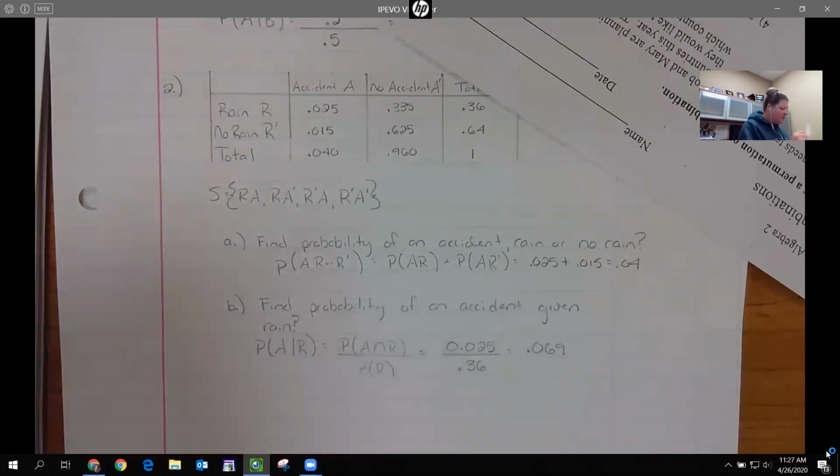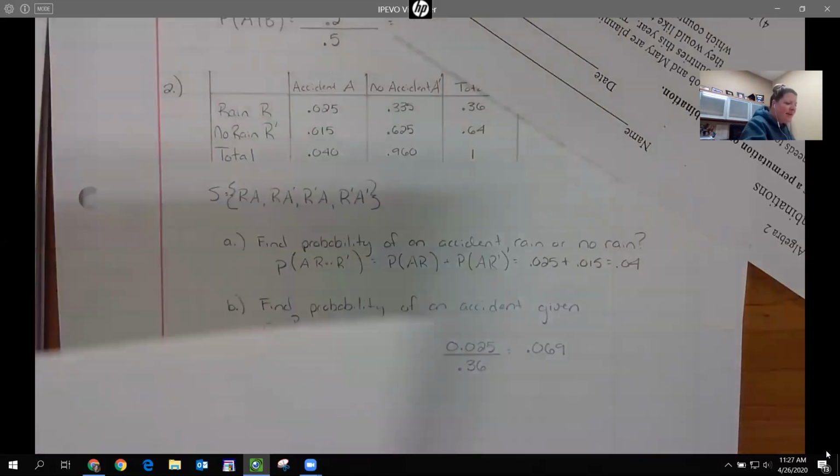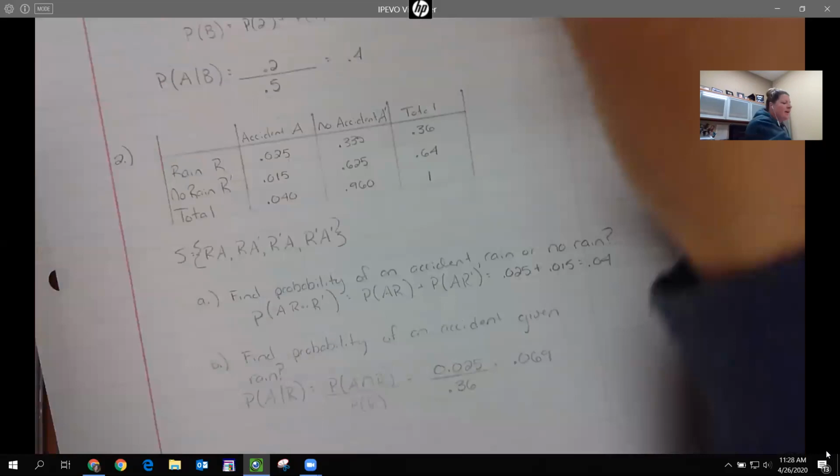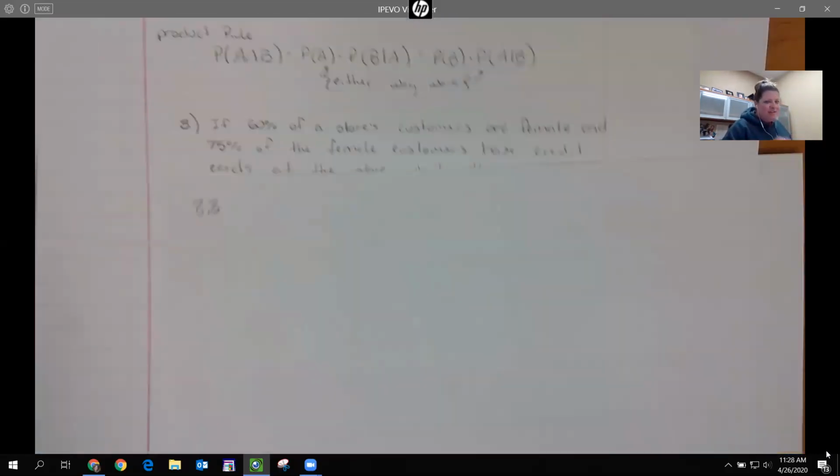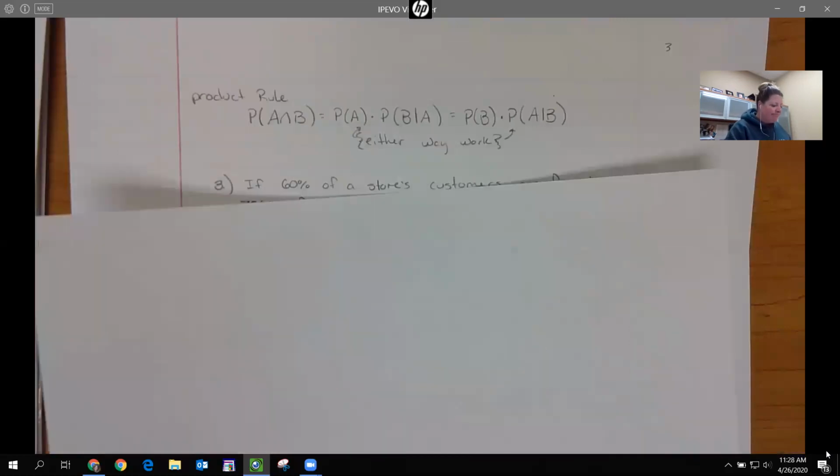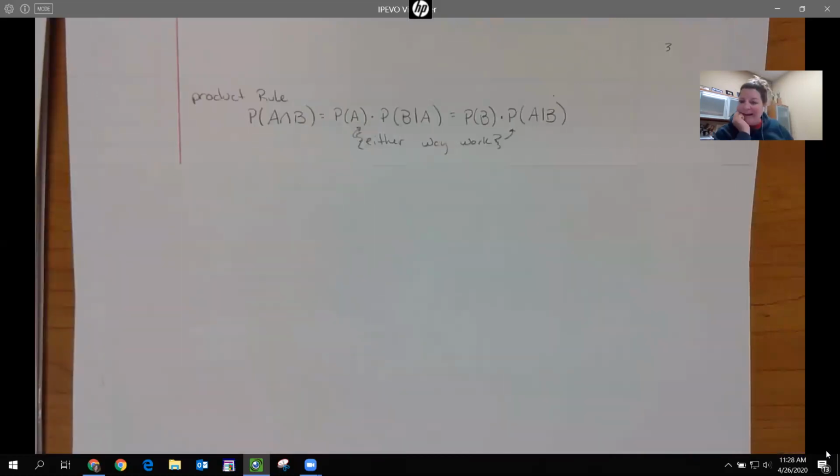All right, so another rule. I tried to pick very different examples for each of these, just so you see all the different types. That's the hard thing about probability. If you have the word given, you're going to follow the conditional. And again, they mix not given and given.